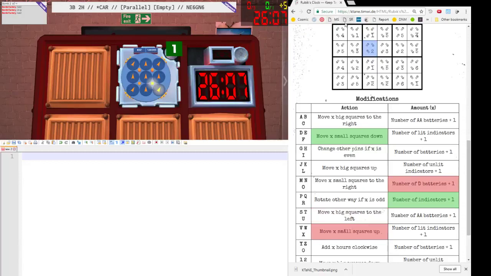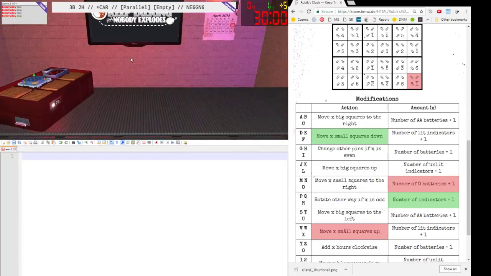There we go. We're starting where? Bottom right, bottom right. There we go. Small squares down. Number of indicators plus 1, that's 2. So we're moving 2 squares down. And then small squares up, D batteries plus 1, that's also 2. So we're moving 2 small squares down, 2 small squares up. That leaves us in the same spot. So what do we need to hit? Top left, top right, top left. Done.